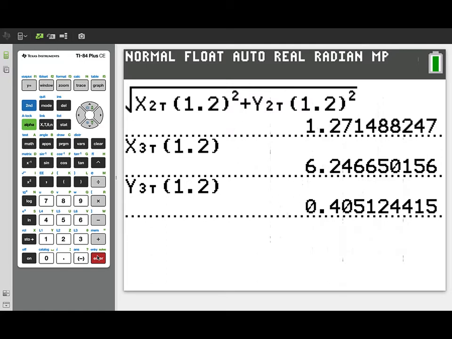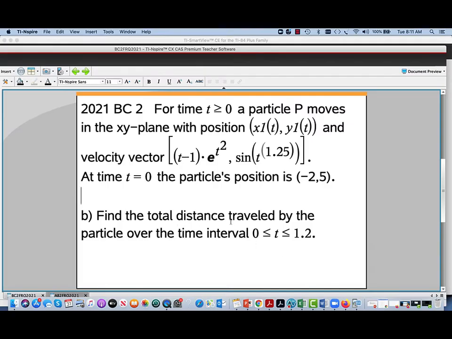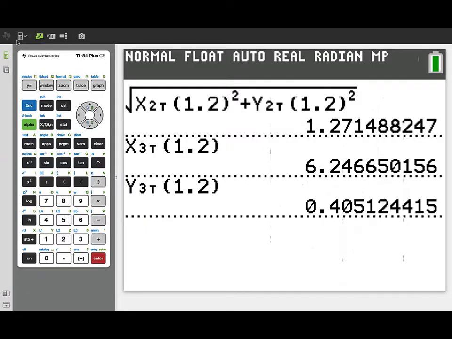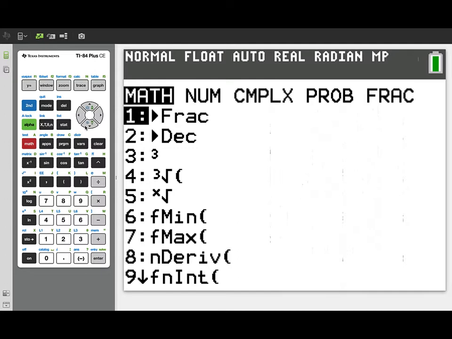Let's turn to part B now. Part B of this question asks for the total distance traveled by the particle over the time interval 0 to 1.2. All right, so let's return to the 84. And for this, we'll need an integral.